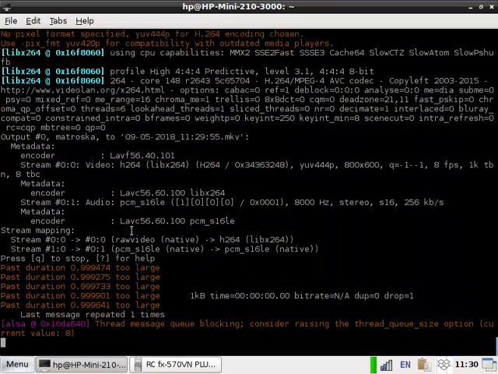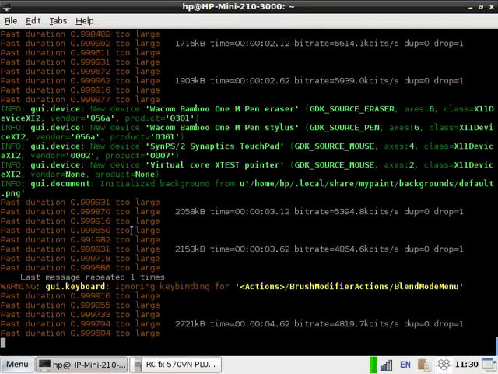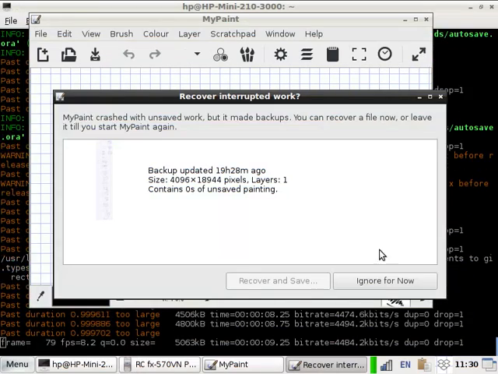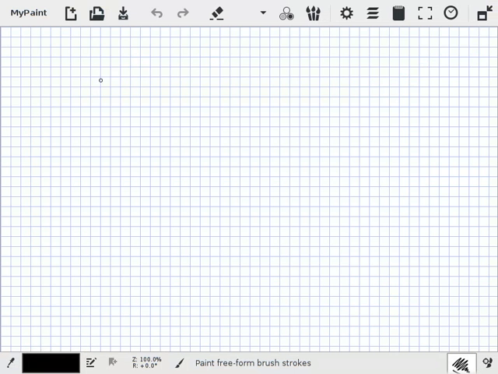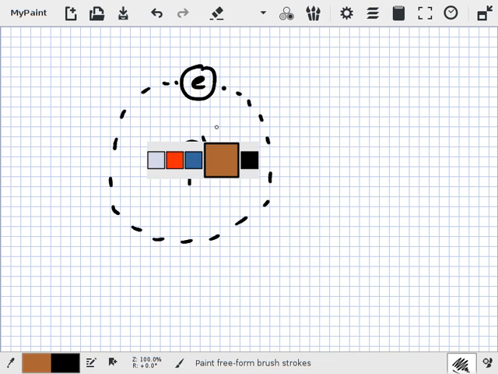10 to the minus 10 meters from the proton. Okay, so we have some calculations to do. Let's draw the picture here. The electron orbits the proton, goes around. What is the electric field strength at the electron's location caused by the proton?